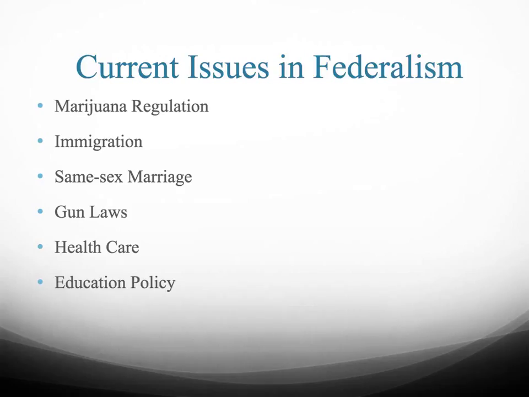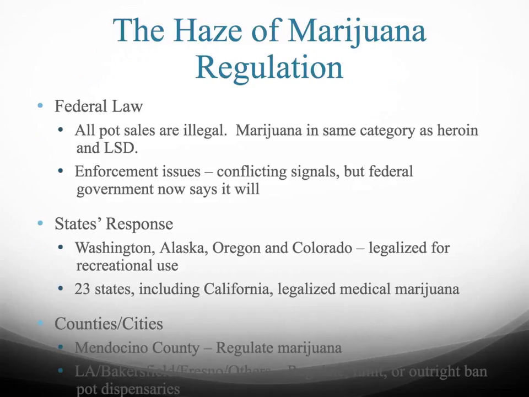So the bottom line, indeed, one of the beauties of our system of government and one of the mysteries of political science is that each generation gets to struggle with this question and tell us what is correct and allowable. So we're going to take a quick look at some of the current issues in federalism, particularly marijuana regulation, immigration, and same-sex marriage. We'll start with what I call the haze of marijuana regulation.